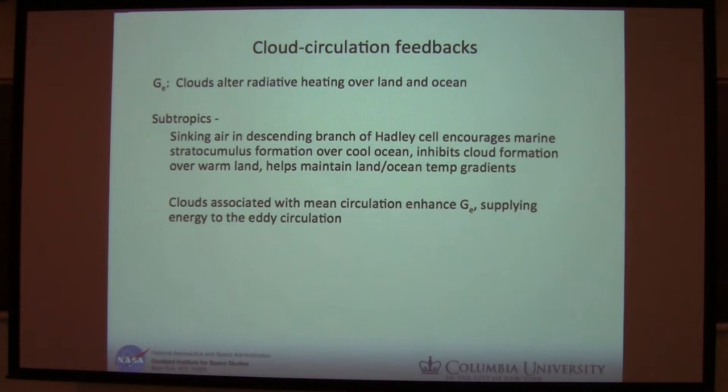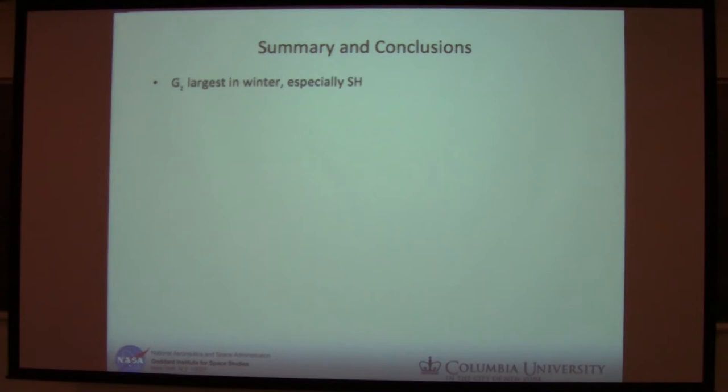So to summarize this part, we'll still have a few minutes, I think, for the model results. GZ is the largest, particularly in the southern hemisphere. That's because of the strong cooling from the pole to surface sensible heat fluxes. The largest contributors to GZ are surface sensible heating in the winter pole and latent heating in the summer tropics. But the latent heating contribution is less effective because it takes place in the upper troposphere.